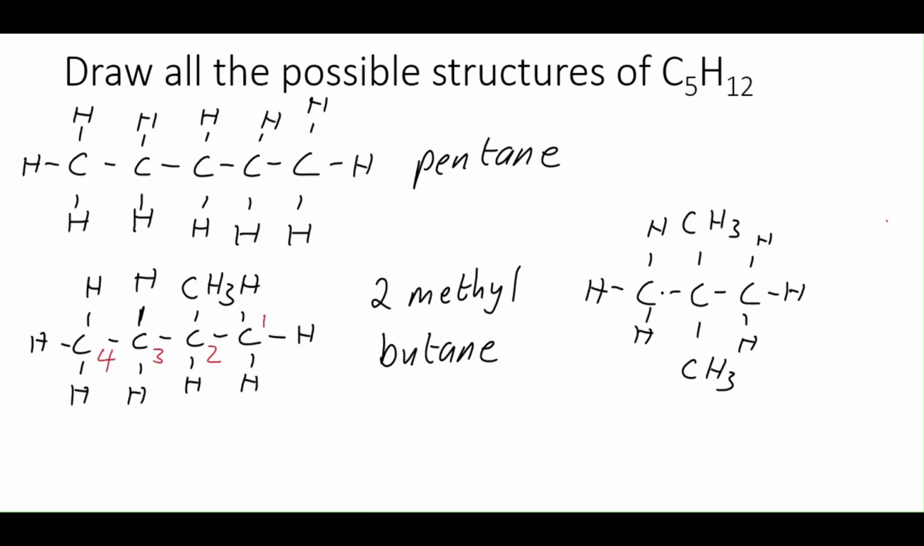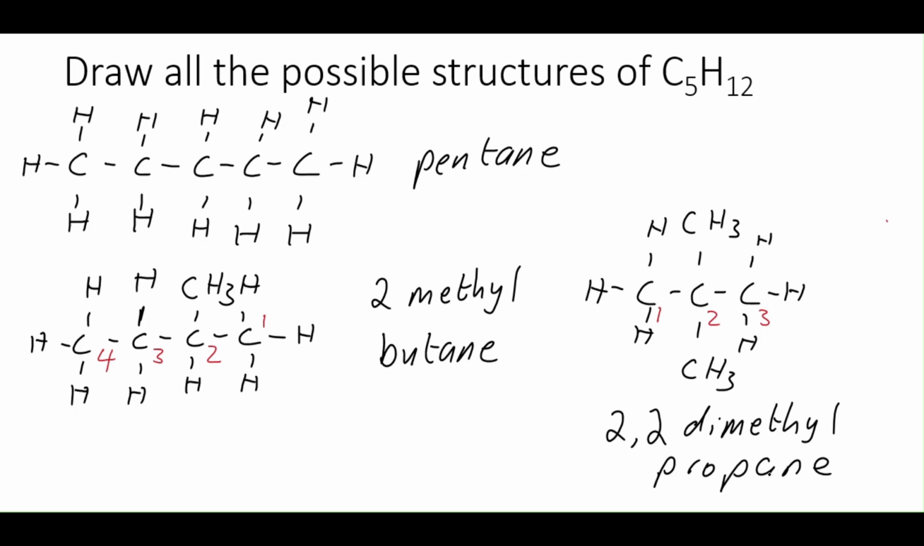Now let's name it. Longest carbon chain, 1, 2, 3. So it's going to be called propane. Now we're going to number the carbons. This is carbon 1, carbon 2, carbon 3. Where are those branches? Those branches are on carbon number 2, and there are 2 branches. So that is 2,2, and because there are methyl groups, dimethylpropane. And those are the 3 structural isomers of C5H12.